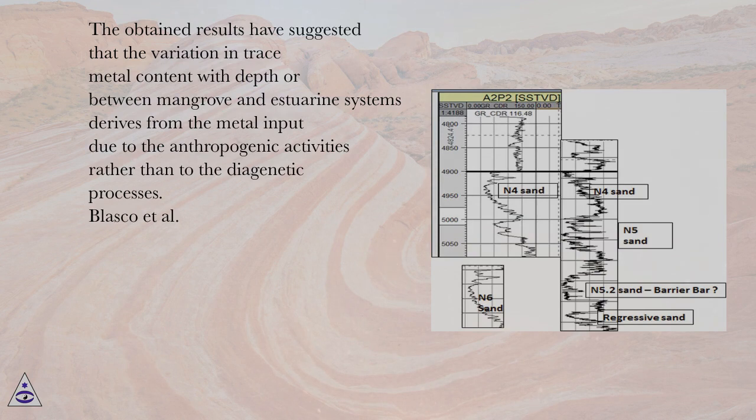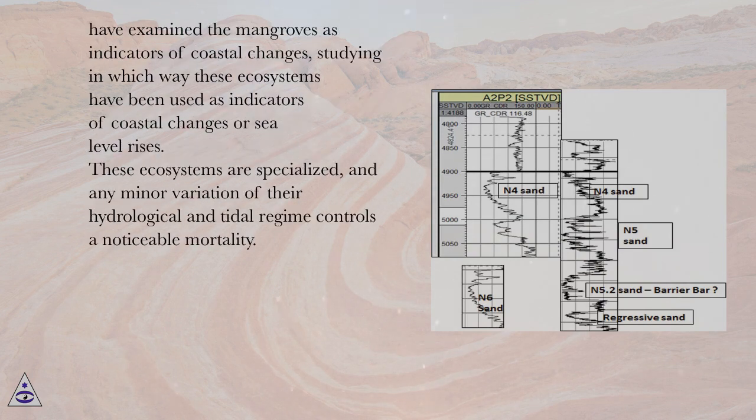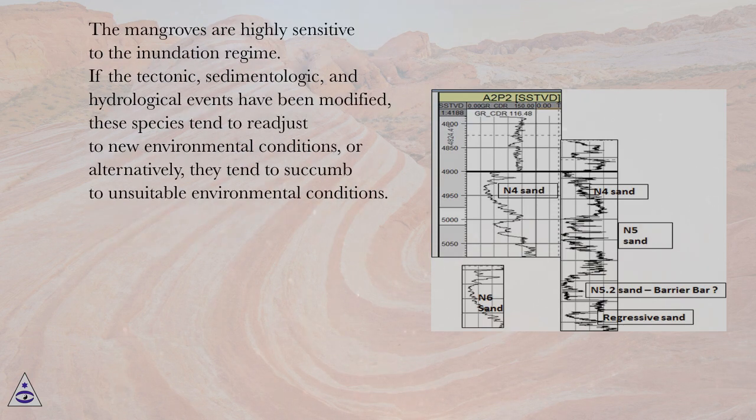Blasco et al. have examined the mangroves as indicators of coastal changes, studying in which way these ecosystems have been used as indicators of coastal changes or sea level rises. These ecosystems are specialized, and any minor variation of their hydrological and tidal regime controls a noticeable mortality. The mangroves are highly sensitive to the inundation regime.